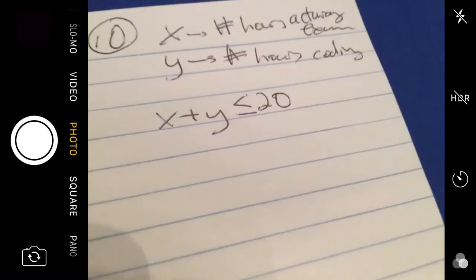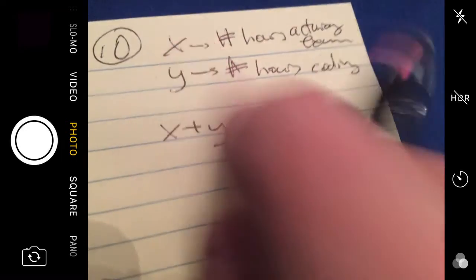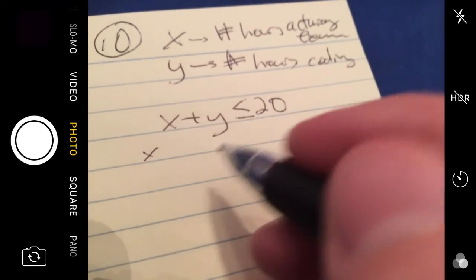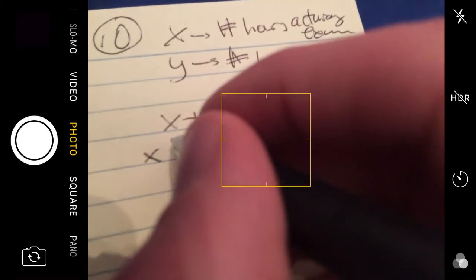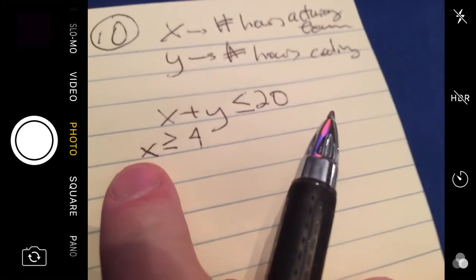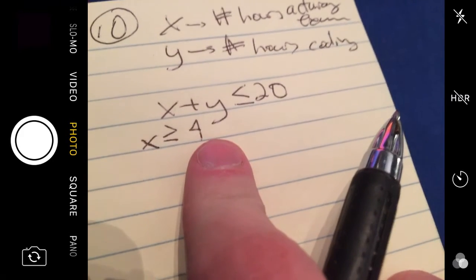So let's see. It says he wants to spend at least 4 hours studying for the actuary exam. That's easy. That was x. X must be greater than or equal to 4, because he wants at least 4 hours studying for the actuary exam. So could x be 5? Sure. Could be 6. Yes. The point is that it's greater than or equal to 4.